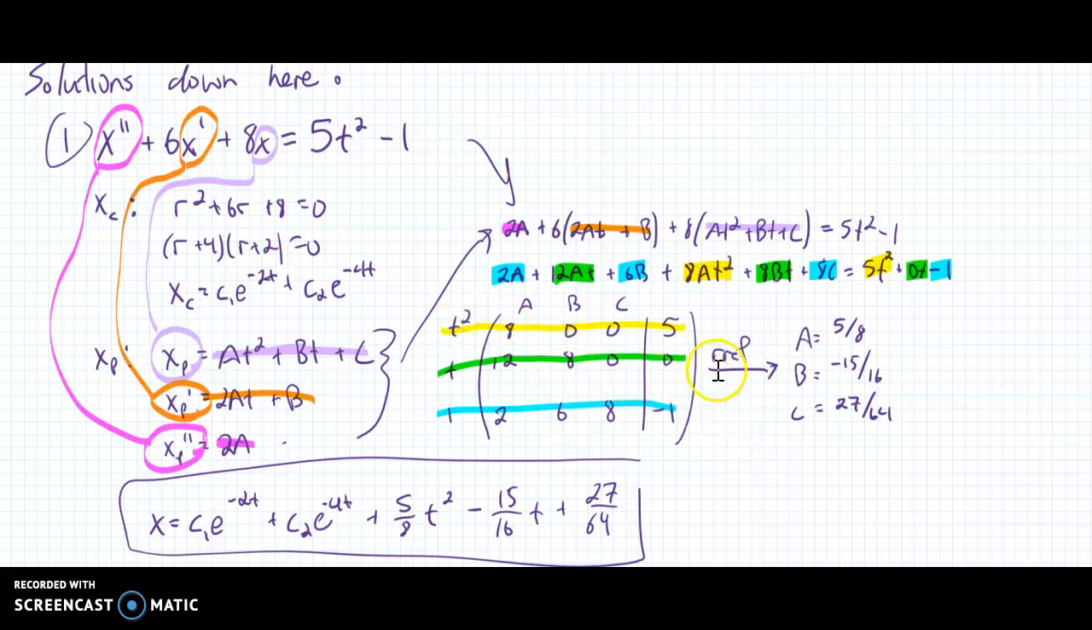I've got this right here. I RREF it. That's reduced row echelon form. I get A is this, B is that, C is that. And from there, I come back to this purple one right here. Remember, this was my guess at XP. So I take that A value of 5/8. This becomes -15/16, and this becomes 27/4. And remember, the solution to this equation here is XC, which is this stuff, plus the XP, which is this stuff right here.